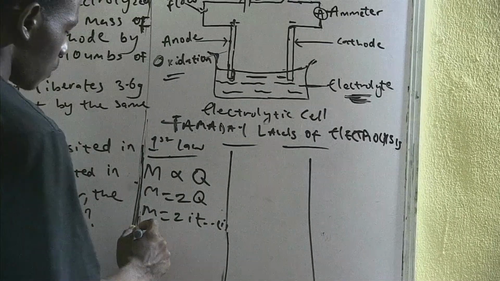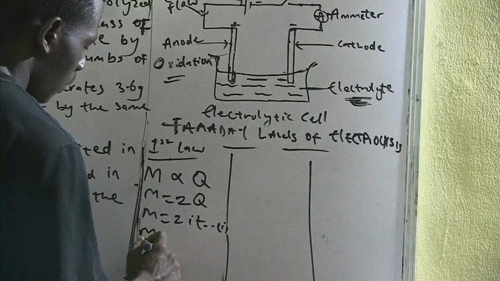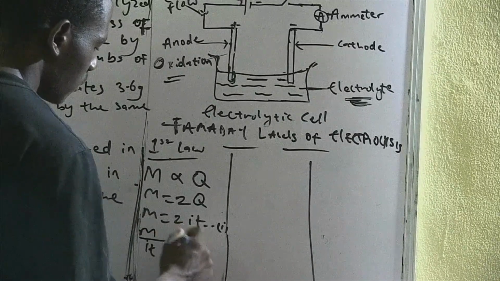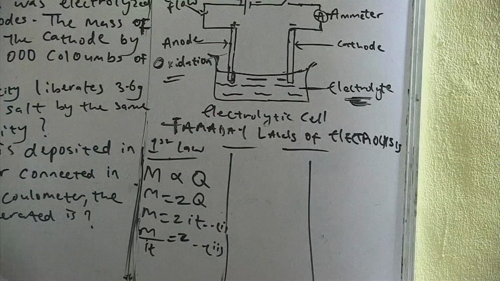You can also have it in this way: M over IT is equal to Z. Equation 2. Alright, take note of these two.